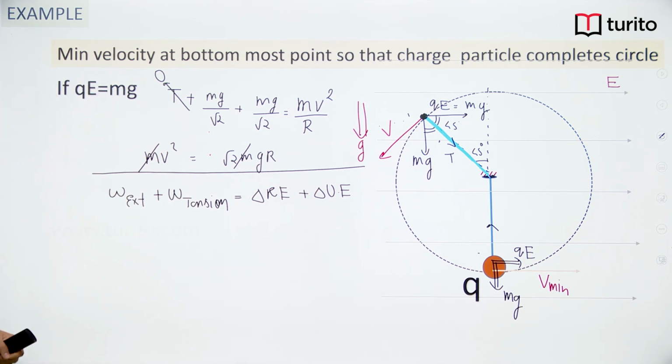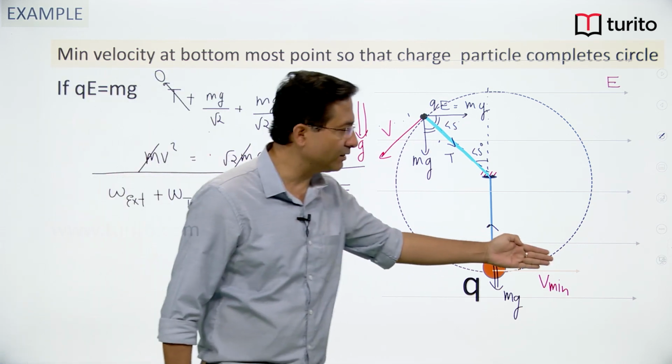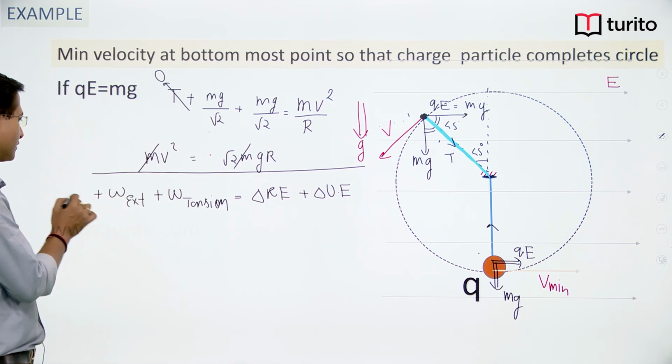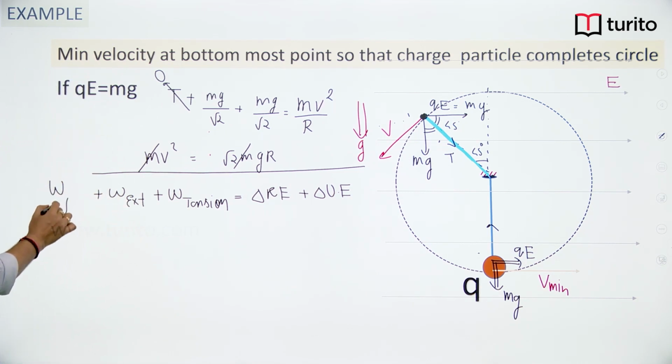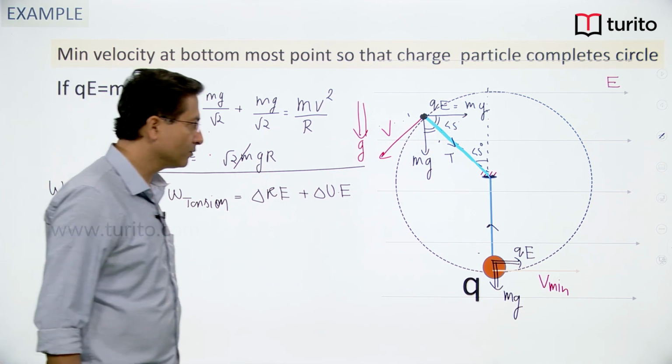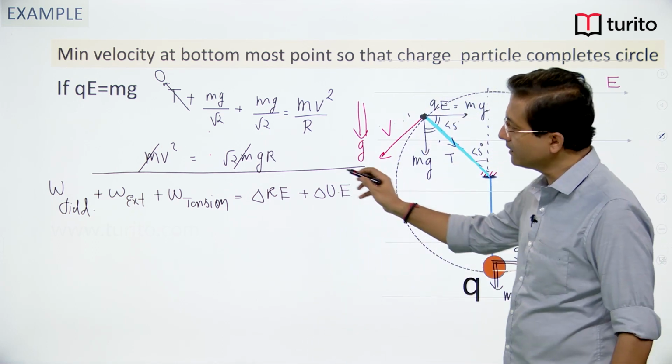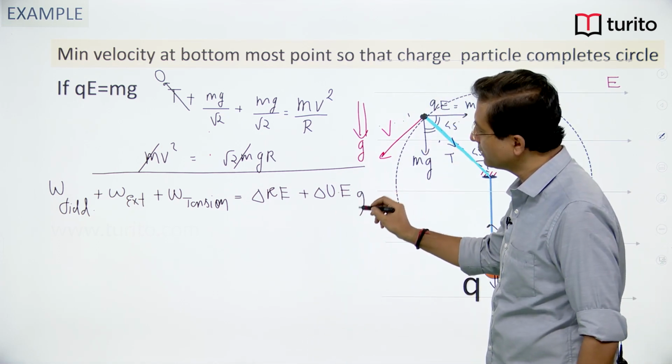I can also write the work done by this electric field, work done by the field, plus, and here I am writing the change in potential energy associated with gravity.